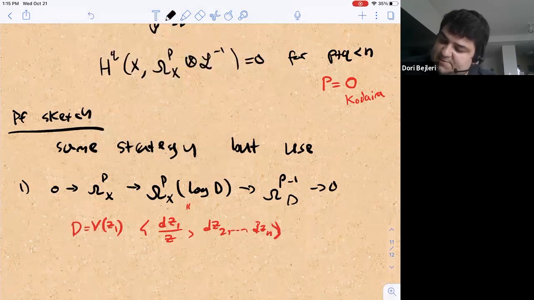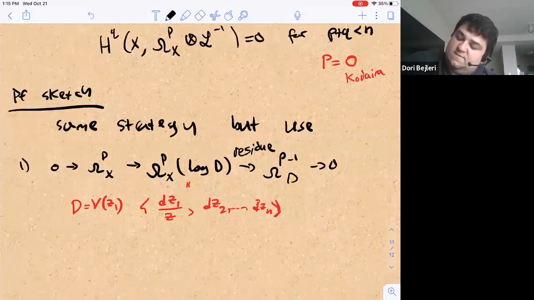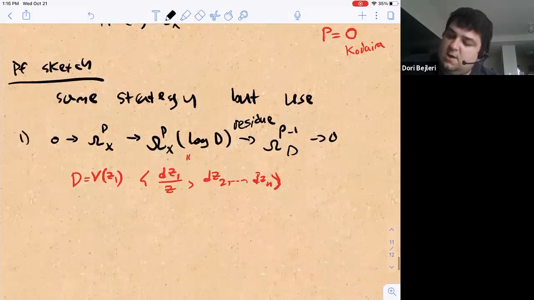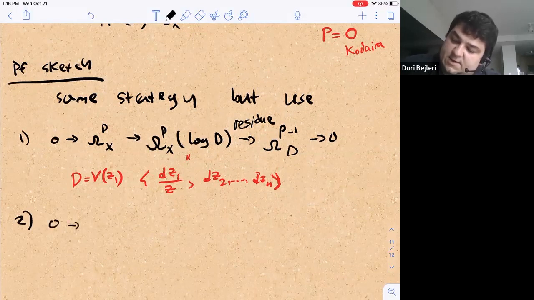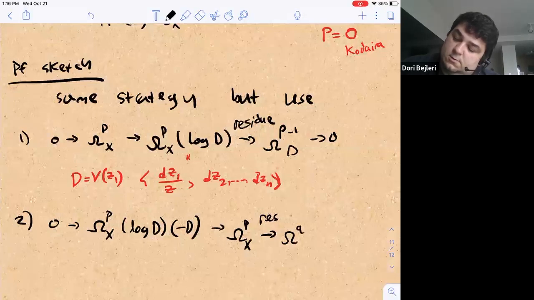And what is this map? This map is the residue map that takes some differential form with poles to its residue, just the usual complex analysis residue. And since it eats up one of the poles, that's why you get something with p minus 1. And then the second one, you need to have restriction somehow. So the restriction fits in where if you look at Ω^p_X log D twisted down by D, this sits inside of Ω^p_X, and this is the kernel of restriction to Ω^p_D, like that.